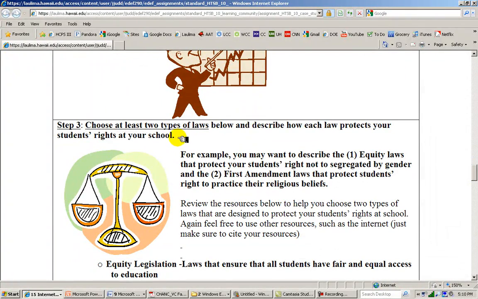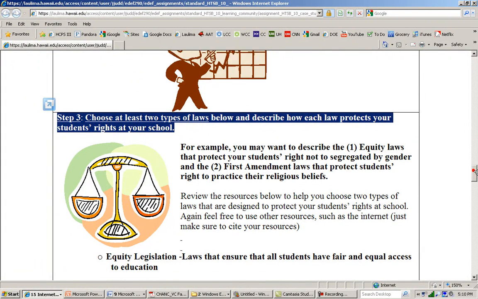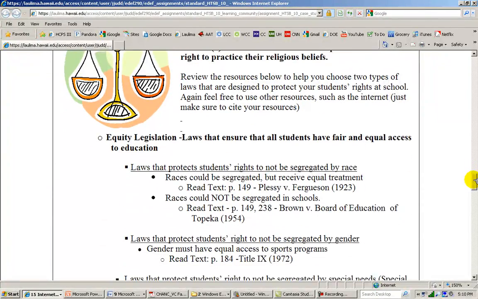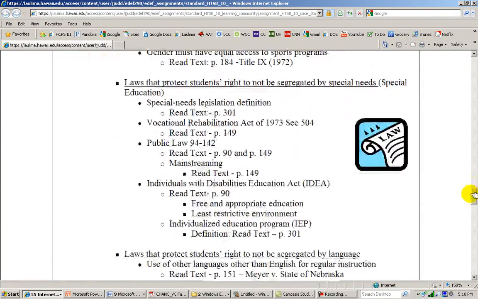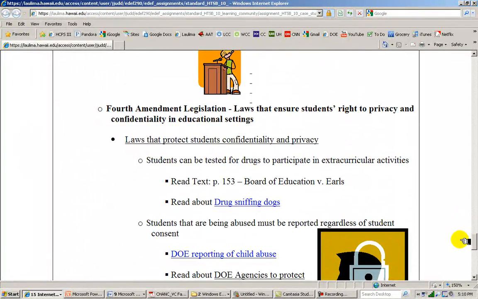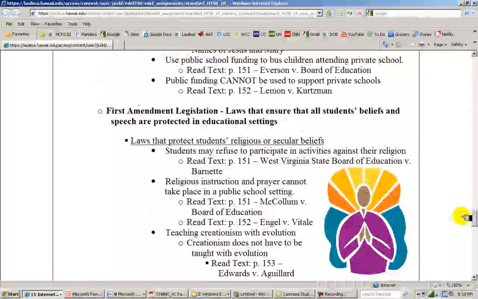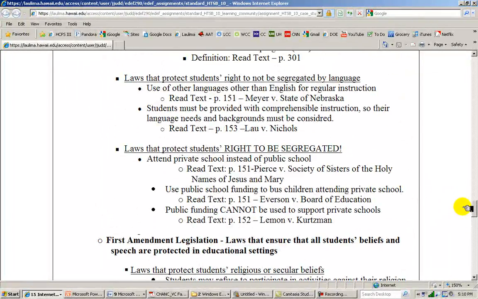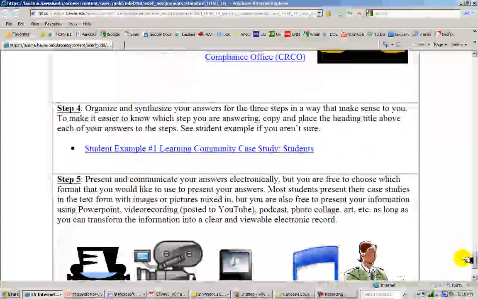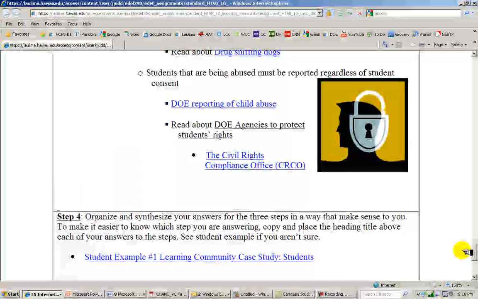Step 3 is I want you to know what your students' rights are at your school. So as you look through all these different types of laws, choose 2 that you want to focus on. You could look at equity laws, you could look at First Amendment laws, and you can look at Fourth Amendment laws. The idea here is that you get a chance to explore some of the current legislative challenges that students have been undergoing in the past few years. Whatever the case, you pick something that you're interested in.